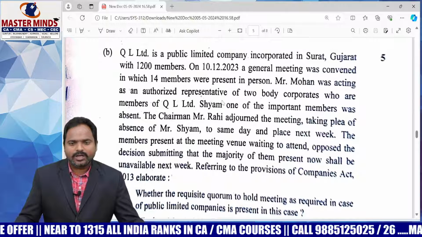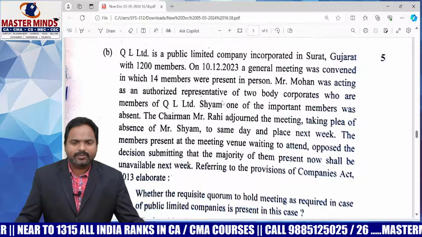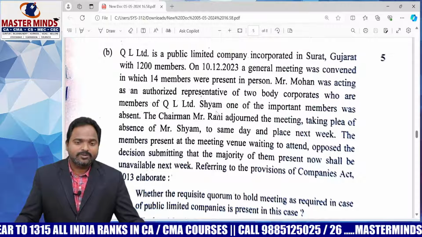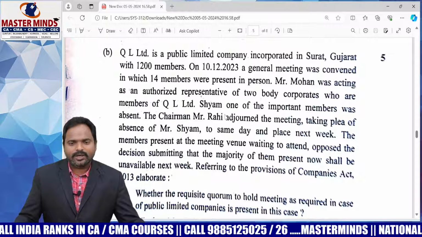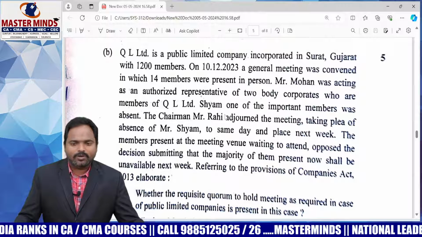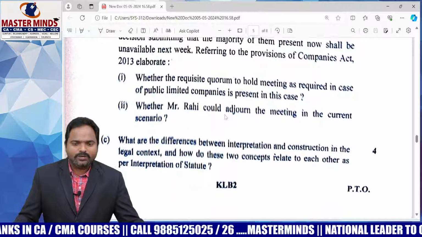So, a slab is there now. According to that slab, they are asking whether 15 members and the representatives are to be counted for the purpose of quorum or not. That also you have to remember. Then only you can answer. Not only quorum, you should know who are to be counted and who are not to be counted. Then only you can answer this question.